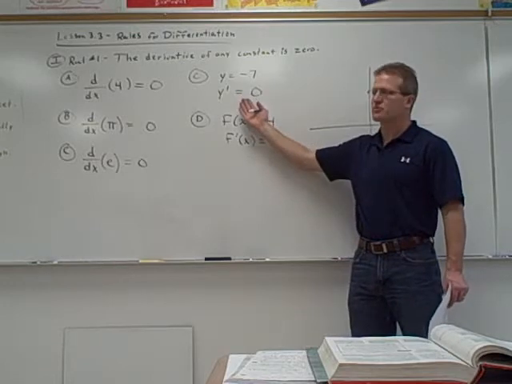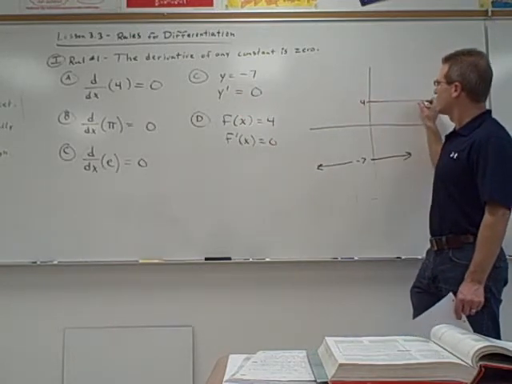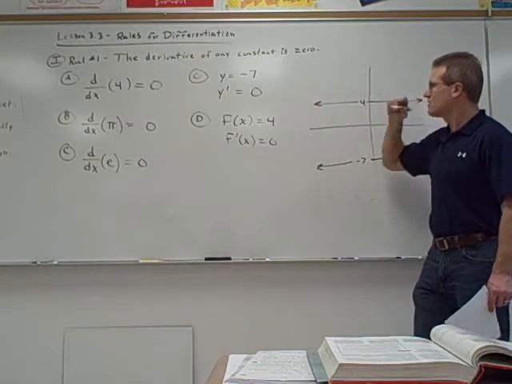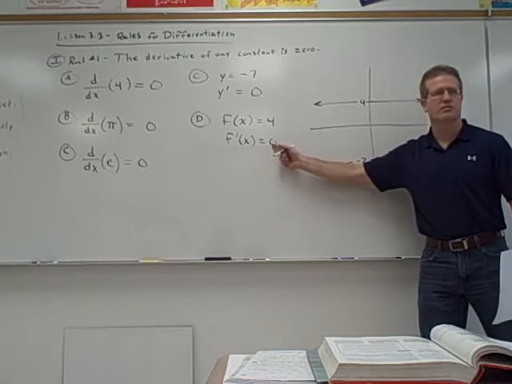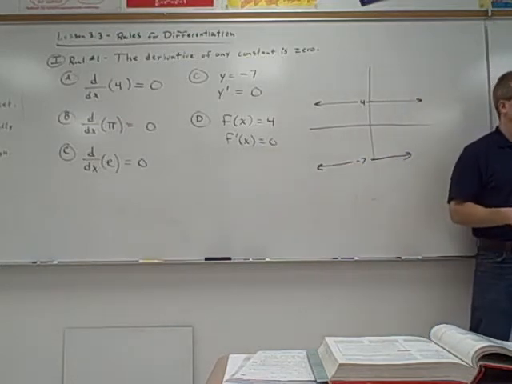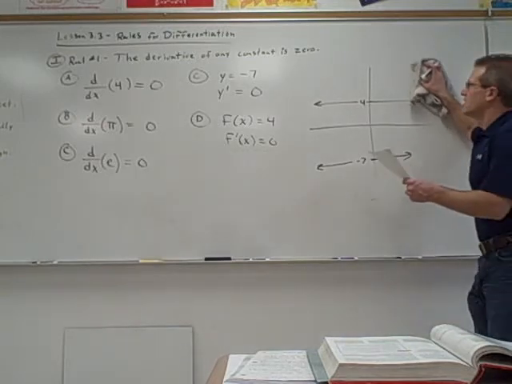Okay? So that's a horizontal line. Its slope is always 0. That's why the derivative is always 0. That's true of all constants. If we look at y equals 4, that's a horizontal line. Its slope at every point is 0. That's the reason the derivative is 0. Any questions about that? Okay, it's a pretty basic rule, but it's important that you not forget that. Okay? All right, second rule.